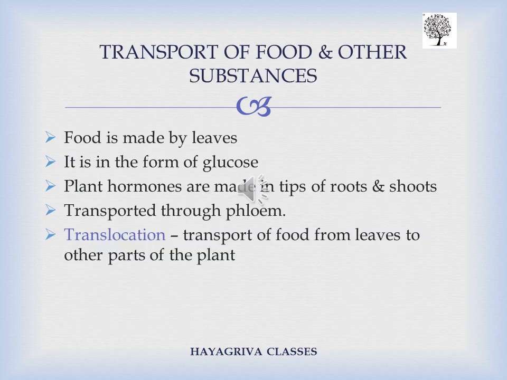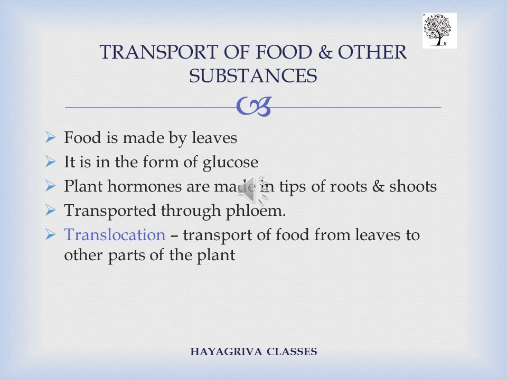Now that we know how water and minerals will go from the root of the plant to different parts of the plant, what about the food and other substances? We all know that the leaf is the kitchen for the plant, isn't it? Food is made by the leaves. And in what form is the food made by the leaves? It is in the form of simple sugar, glucose. And like I already told you, in the tips of roots and shoots, wherever you need growth, plant hormones are there. So how are all these transported? Through the phloem.